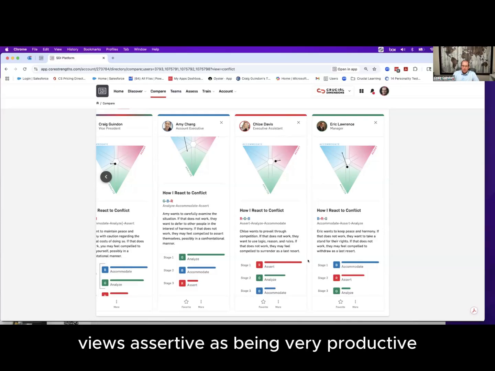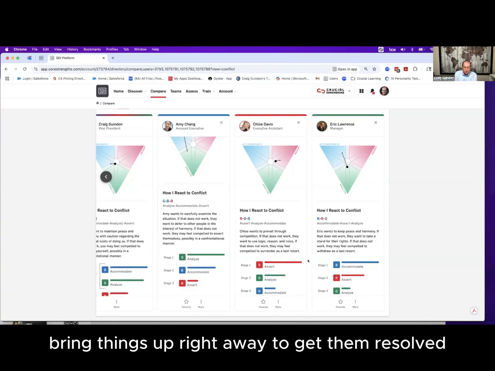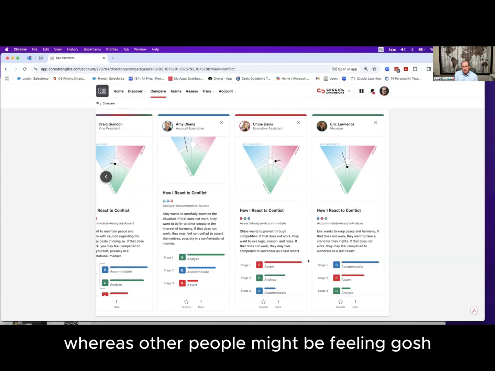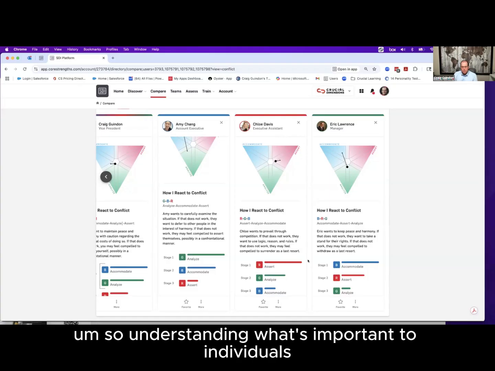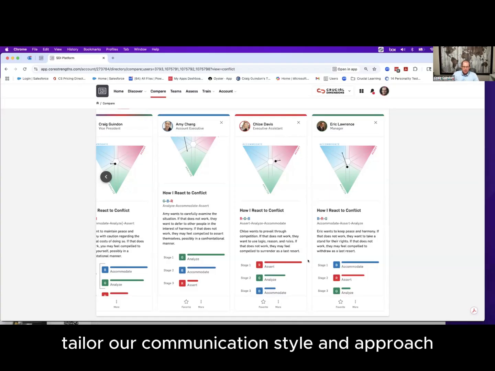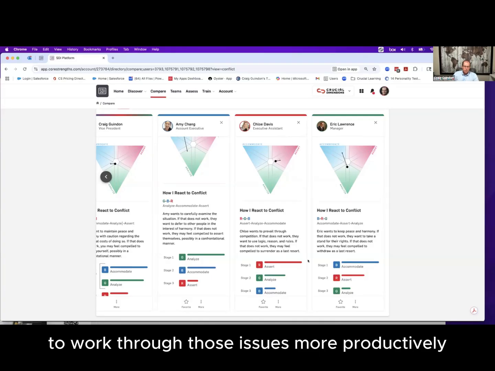What's different here for Chloe in that first stage of assert is that she really views assertive as being very productive. It's very positive. She's trying to address things, bring things up right away to get them resolved, whereas other people might be feeling, gosh, I don't know as though I'd bring that up right now in this environment. Okay. So understanding what's important to individuals allows us to tailor our communication style and approach to give people the time and space for conversations to work through those issues more productively.